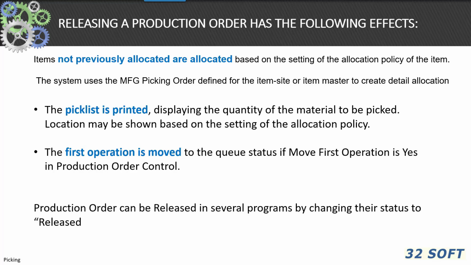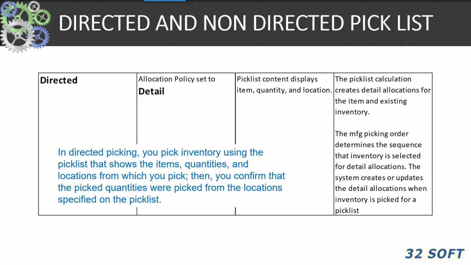Releasing a production order has the following effect. Items not previously allocated are allocated based on the setting of the allocation policy in the item. Do you remember where we talked about that allocation policy in 1.4.16? Then the pick list is printed. A first operation is moved if you've got that set in the production order. Lots of ways to release those work orders.